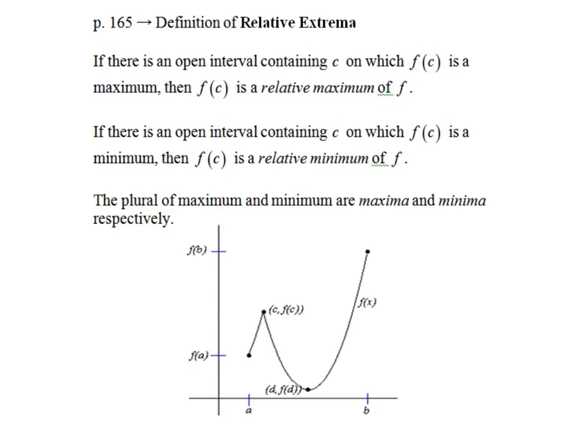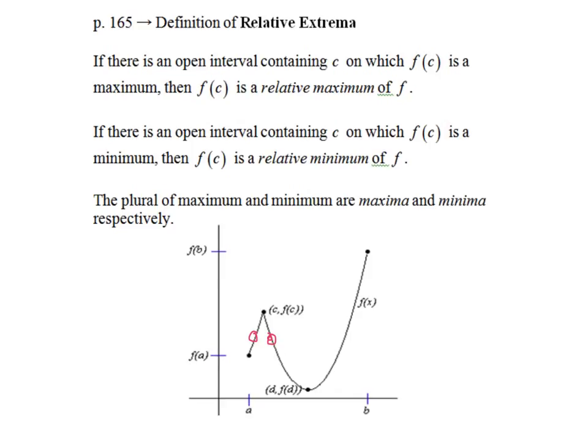I do explain that the plural is going to be maxima and minima. F of c is a relative maximum. Certainly, we could come up with an open interval, like maybe on this side, and we can see that f of c is the maximum value, all right?